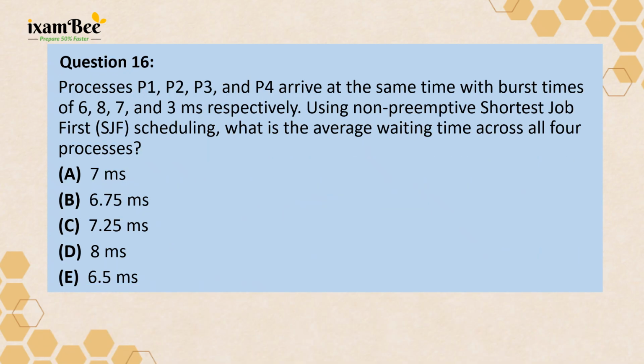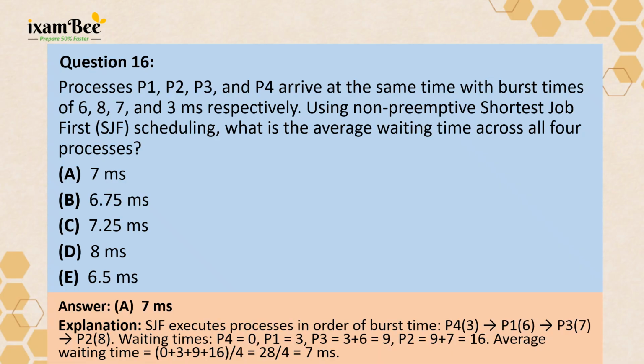Next, we have processes P1, P2, P3 and P4 arriving at the same time with burst times of 6, 8, 7 and 3 milliseconds respectively. Using non-preemptive shortest job first scheduling, what is the average waiting time across all four processes? Here, the correct answer is 7 milliseconds, which is option A. Since all four processes arrive together, SJF simply orders them shortest burst first.